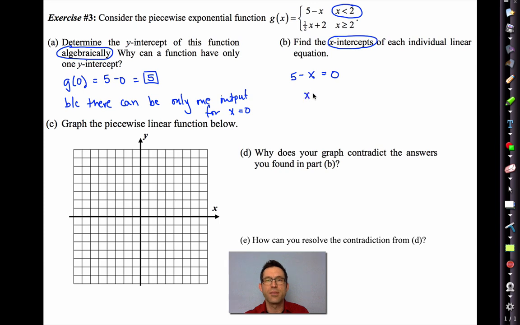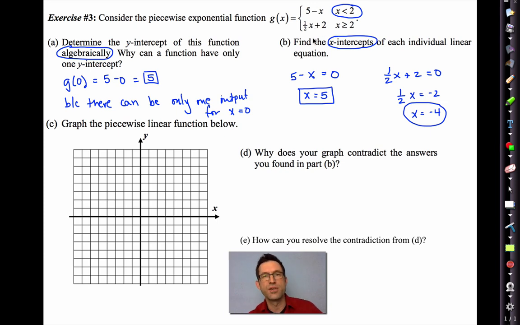This is pretty easy. I'm not going to do much to solve this. I'm going to get x equals 5. The other one, a little bit more work: 1/2 x plus 2 is equal to 0. That would give me 1/2 x is equal to negative 2, and x must be negative 4. So those are the x-intercepts of those individual formulas.